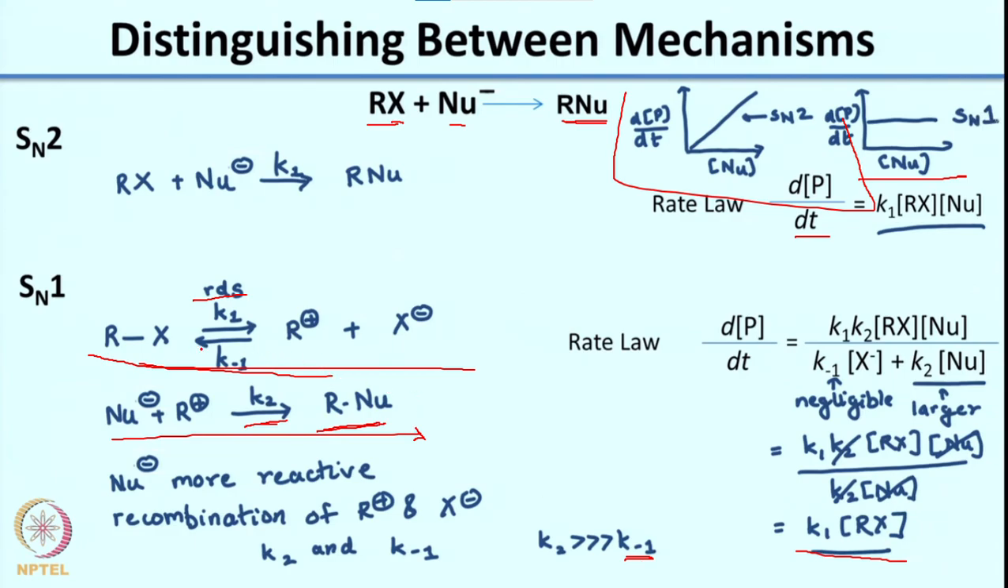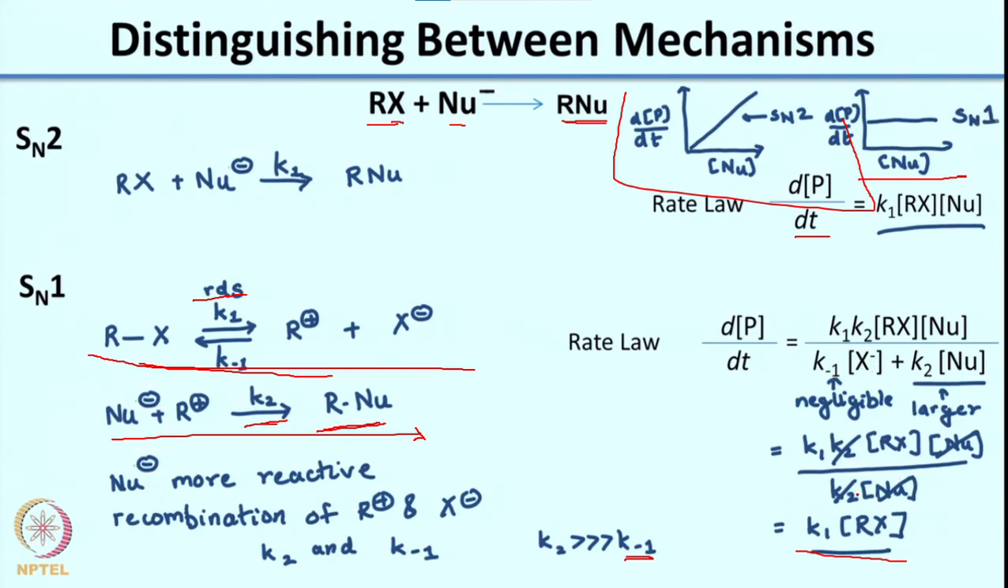K inverse means it's getting back to its starting material. But here the product formation will be faster compared to the back conversion. That's why K2 will be higher compared to K minus 1. So we can say K minus 1 is negligible and K2 is larger, right? Because it becomes negligible, multiplied by X it will become 0 only. So we will not consider this term, and we will observe this equation.